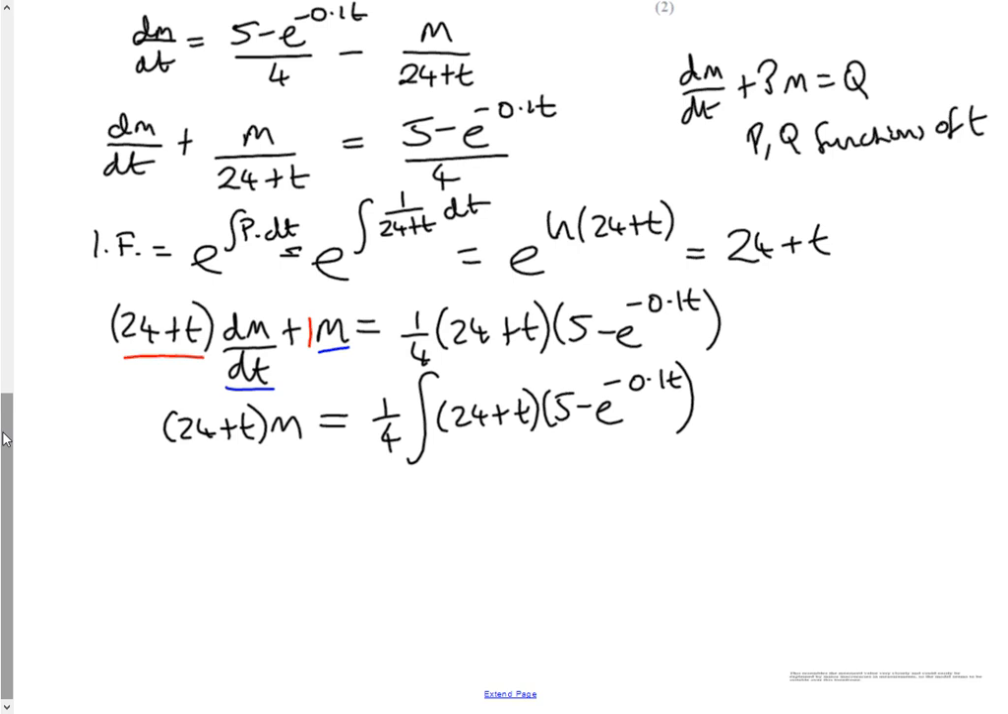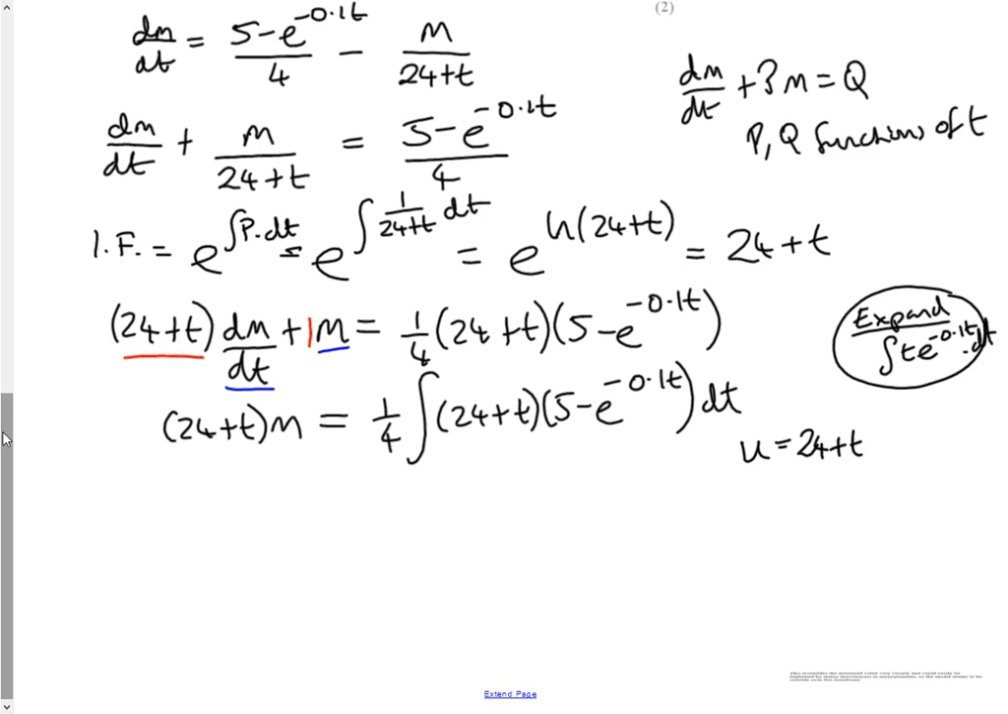Now you've got two choices. You can multiply that out and then integrate it, or you could integrate it as it is. Whichever way you do it, you're going to end up using integration by parts. So if you expand it, you end up having to do integration by parts on t e to the minus 0.1t. Or we could just do it directly from here. In the mark scheme they expand first, but you could just do it directly, so I'll do that.